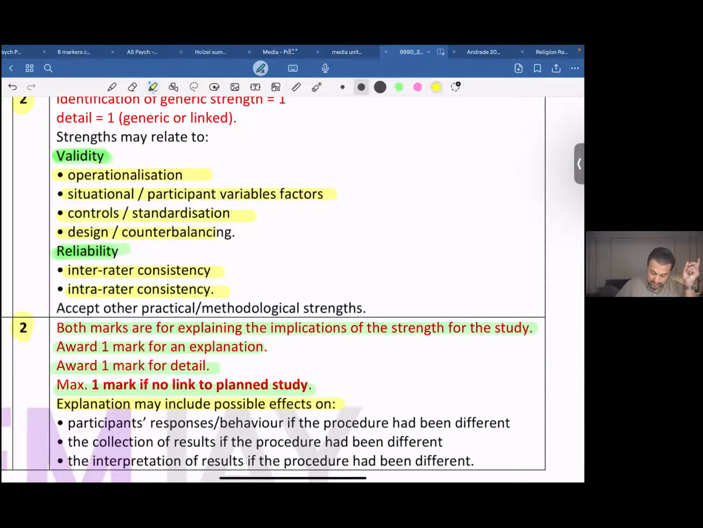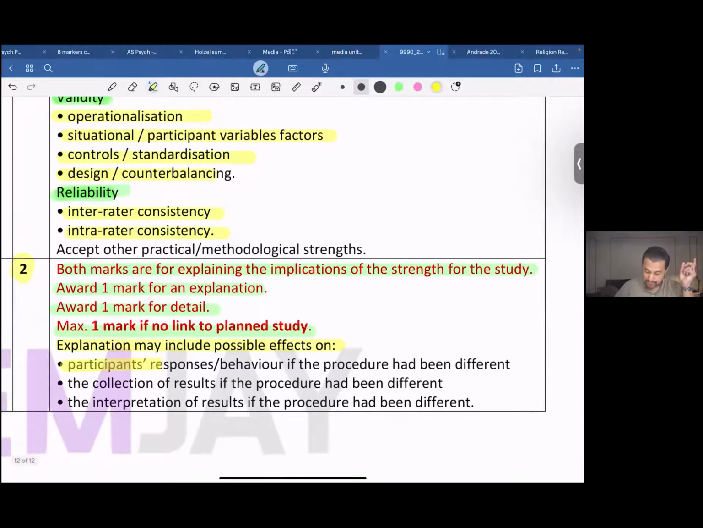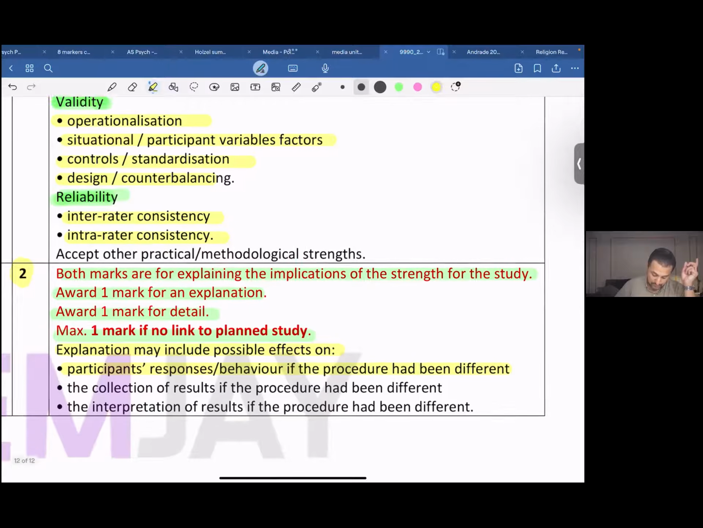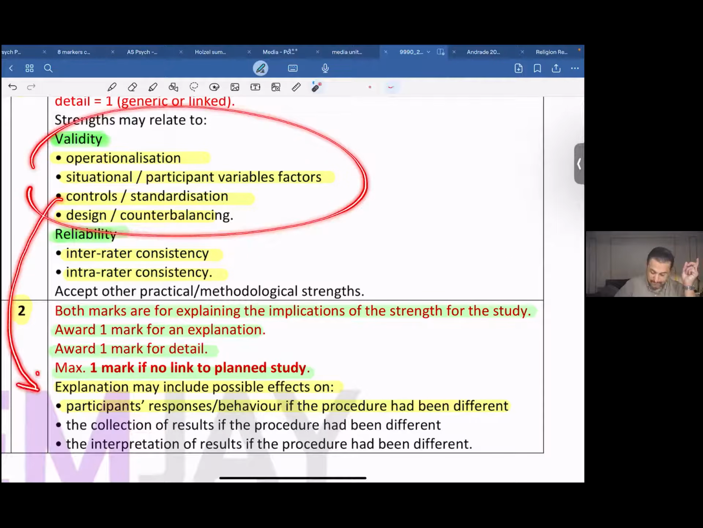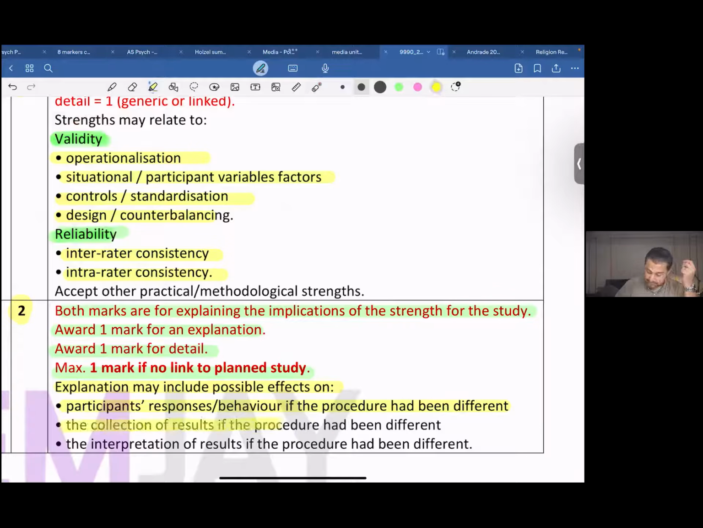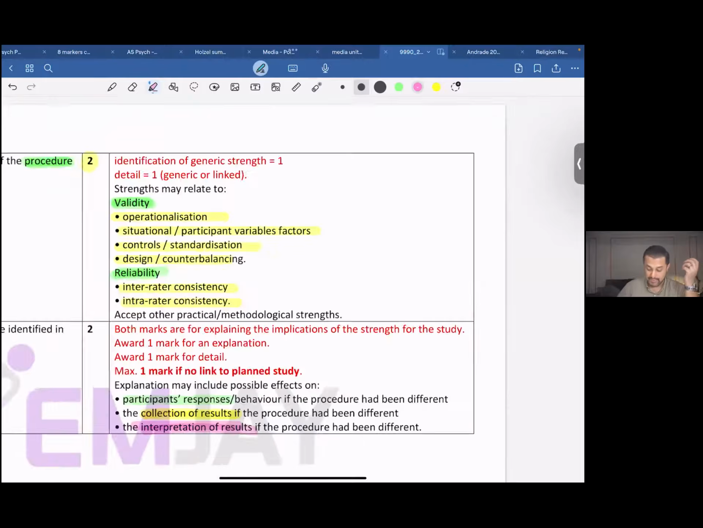Explanation may include possible effects on participants' responses, behavior if the procedure had been different, right? So don't you think, whatever your procedure was, it would affect the validity, right? So if you wouldn't have used that, the participants' behavior and responses might be different. Or the collection of results if the procedure had been different, or the interpretation of results. So there are 3 things I'd like to highlight separately so that you know. Over here, the participant's response. The second thing is the collection of results would have differed. Number 3, the interpretation of results. Or you could come up with any other example too.